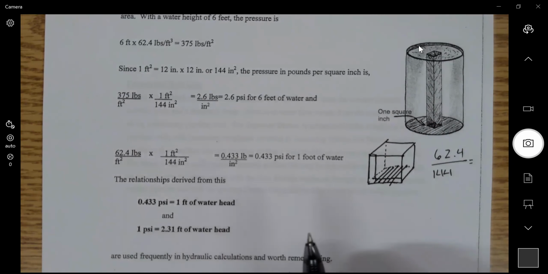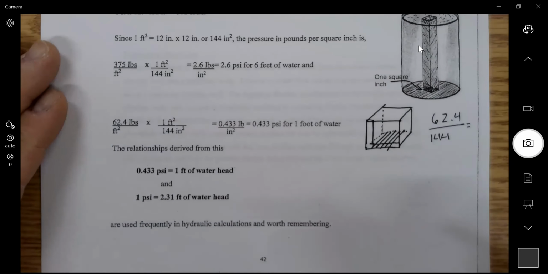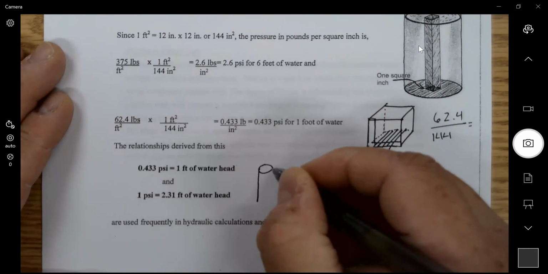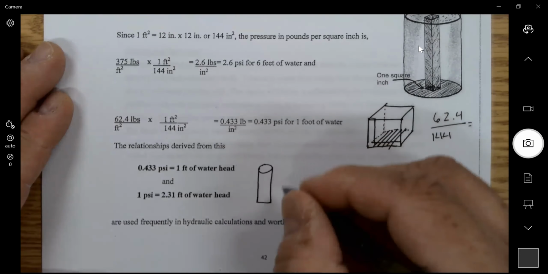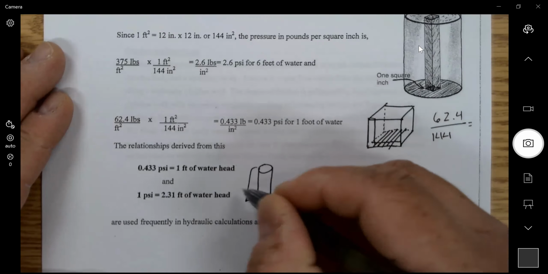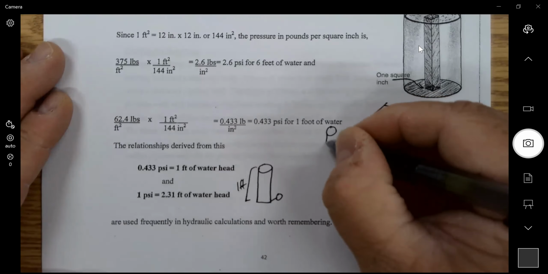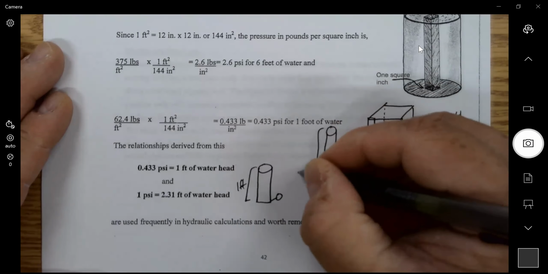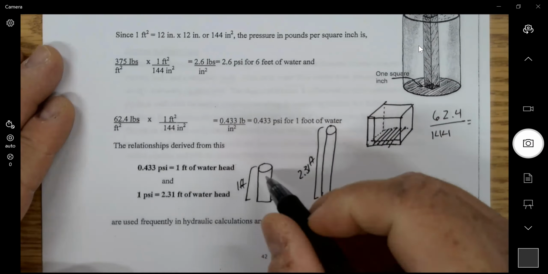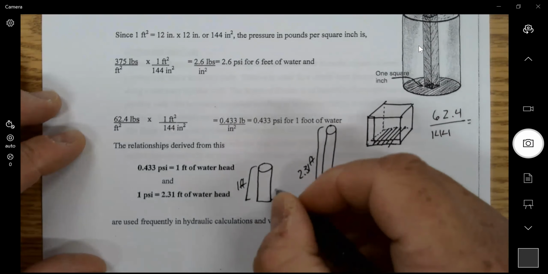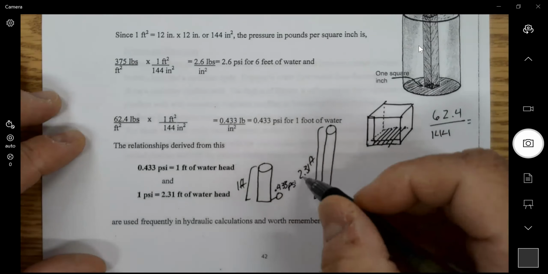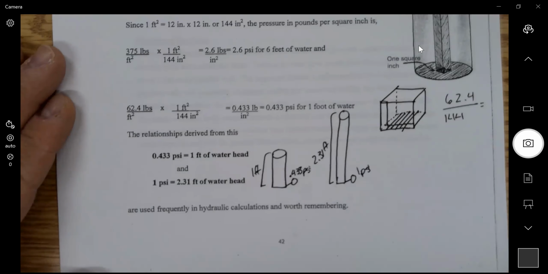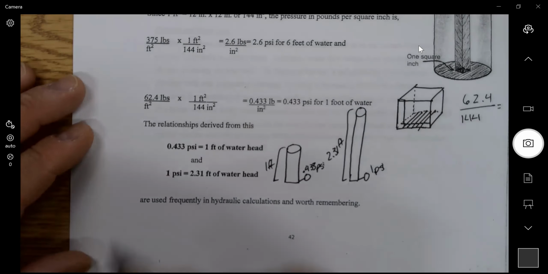Which is 0.433 PSI per foot. Sorry, guys. Another way of thinking about this is what I usually do: this is a 1 foot tall cylinder, and we have another cylinder here with a gauge, and this cylinder is 2.31 feet tall. If the 1 foot cylinder is full of water, the PSI gauge is going to say 0.433 PSI. And the other one that's 2.31 feet will say 1 PSI at the bottom on this gauge. So these are conversion factors that we will be using for doing static pressure hydraulics.